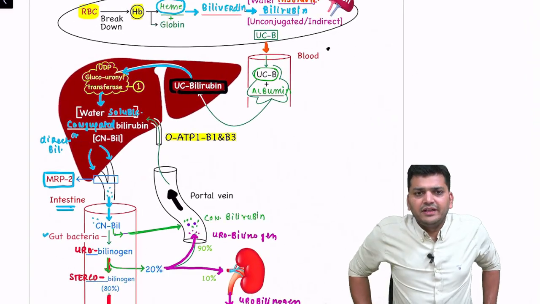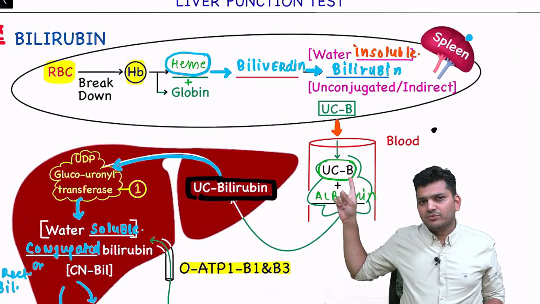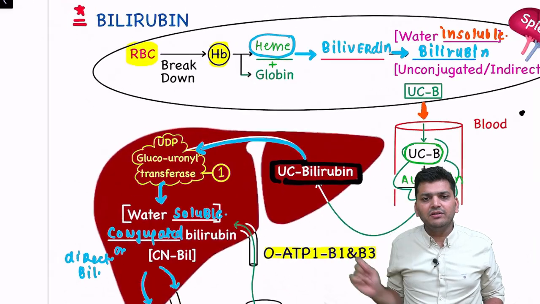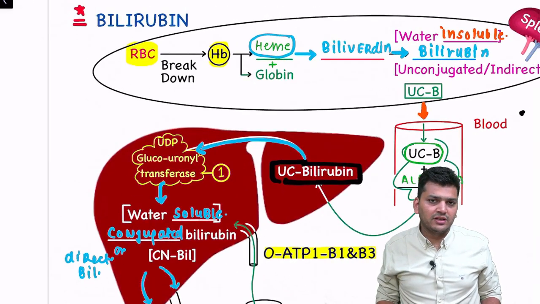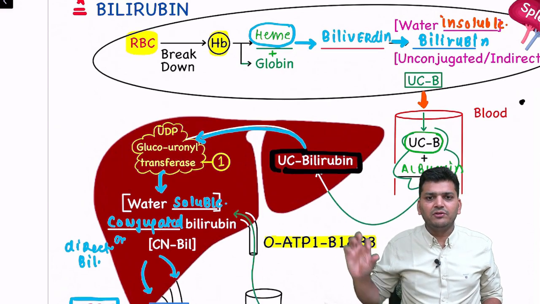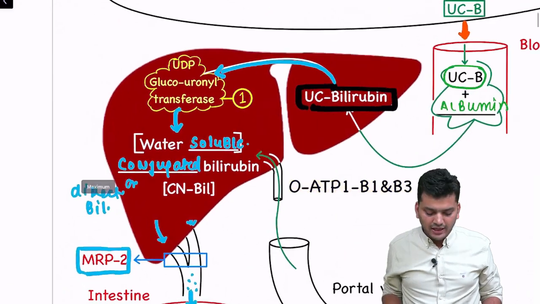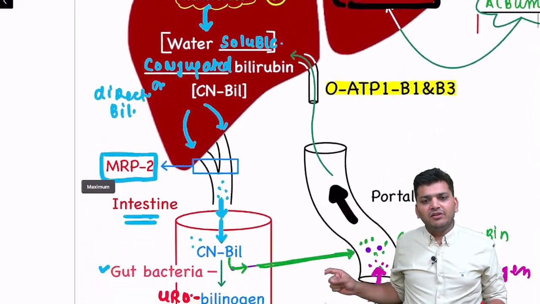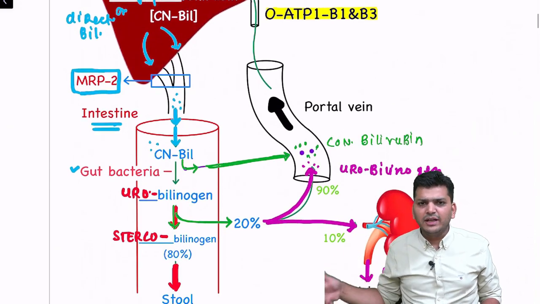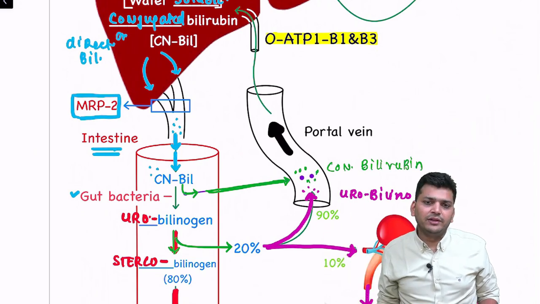Let's understand it again here. The RBC breakdown happened, and the water insoluble bilirubin was made. I want to throw out this bilirubin, so I have to make it water soluble. This process occurs in the liver with the help of the enzyme glucuronyl transferase. We add some substance, so this water insoluble substance converts into water soluble, and that is called conjugated bilirubin. It will come out from the liver with the help of MRP2, and then it will come into the intestine. The conjugated bilirubin can convert into urobilinogen or stercobilinogen and be thrown out in the stool. Some amount will get absorbed and will go back to the liver.